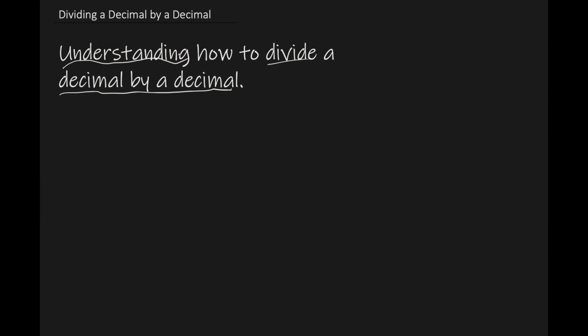Of course, we know what understanding is. We've seen that word enough in our objectives. And second is divide. You should know what dividing is. And then a decimal by a decimal. You know what decimals are. But what this means is that we're going to be doing problems like 0.06 divided by 0.02. Okay, decimal by a decimal. So, we're going to go ahead and get started now.